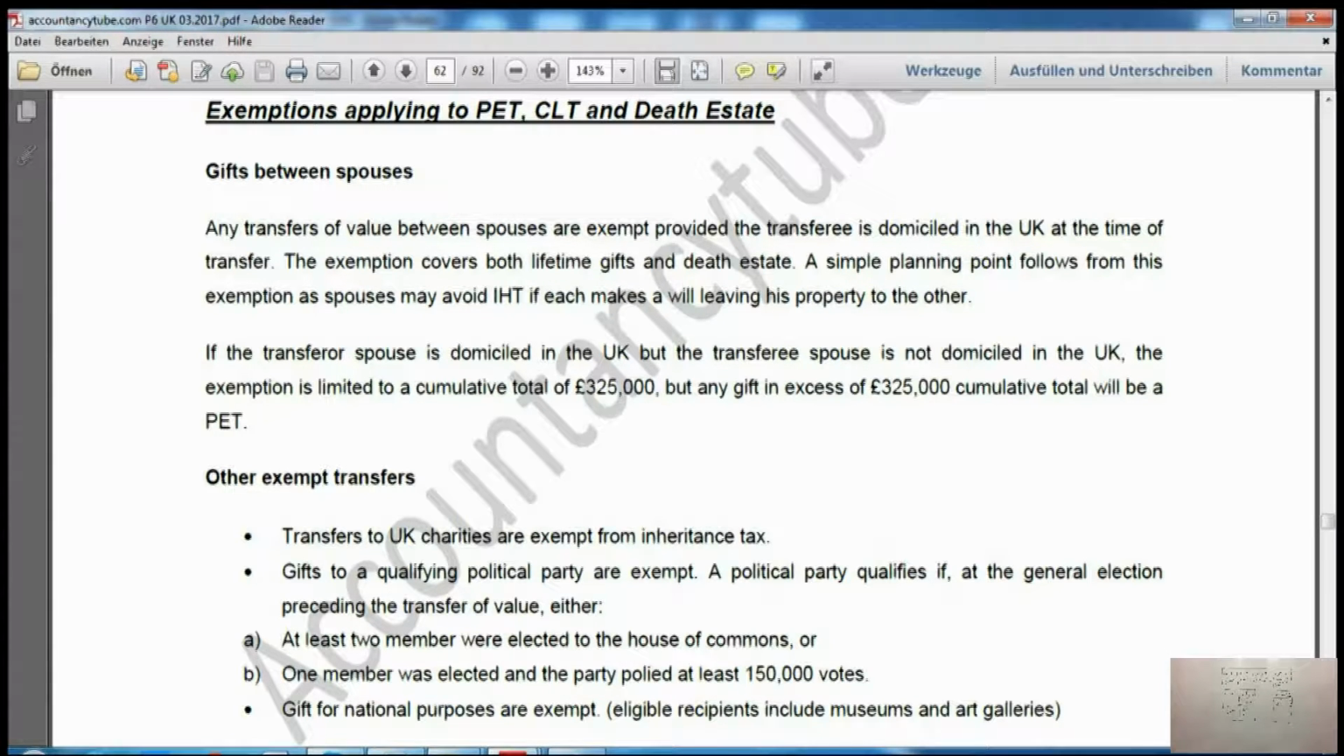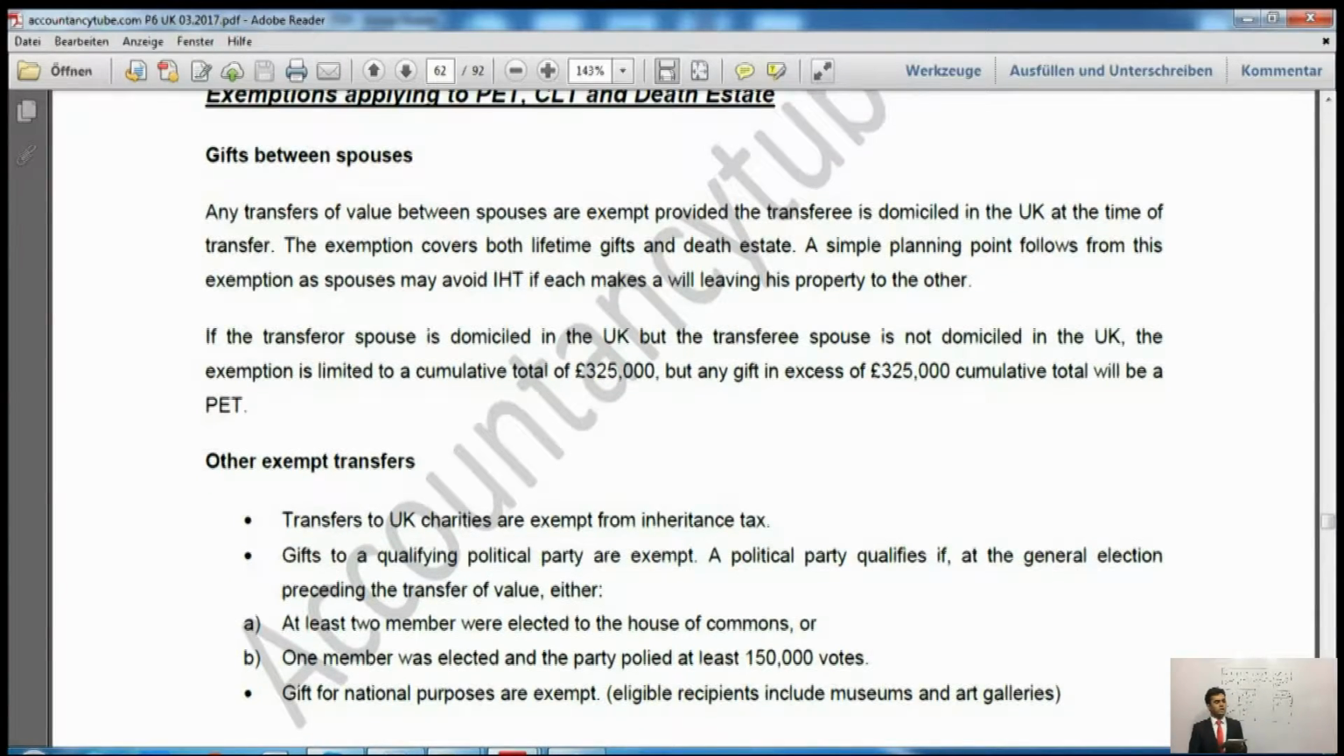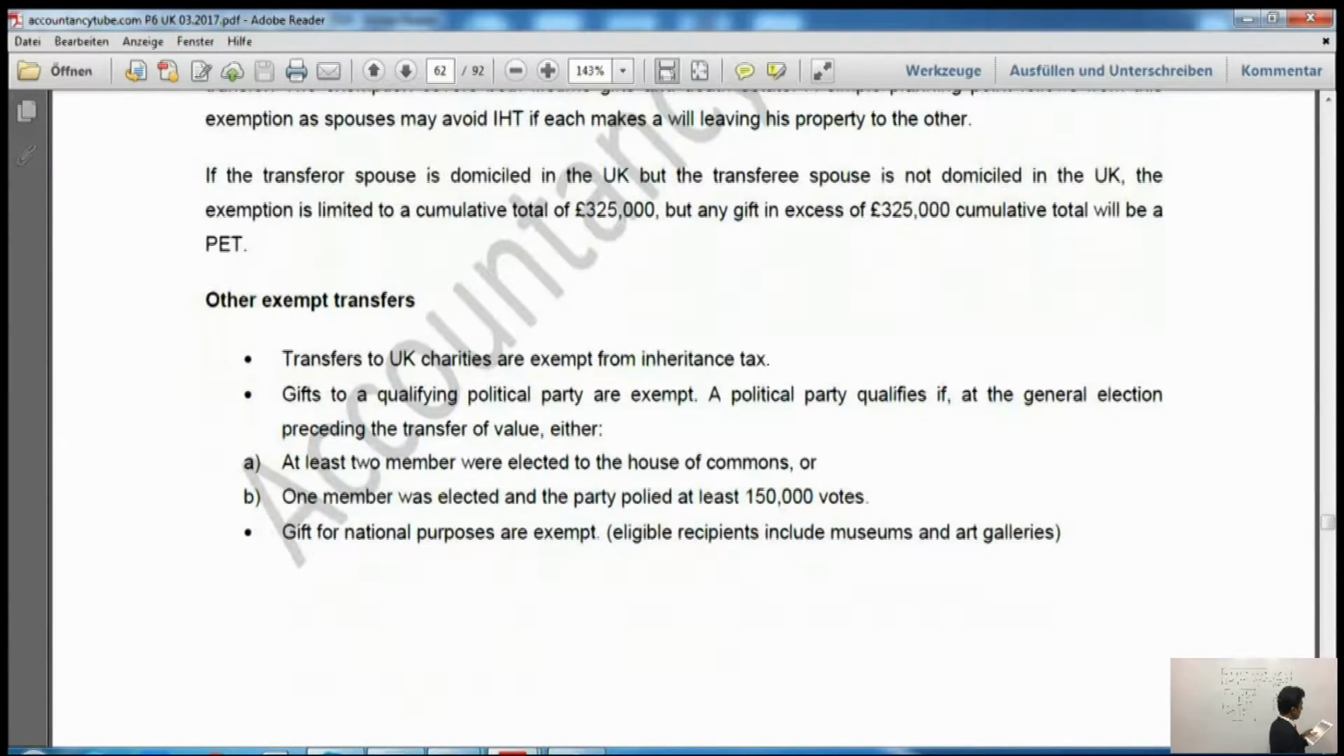Now there are some other exemptions as well. As you can see below, it says transfer to UK charities. Now if you transfer something to a UK charity, that would also be considered an exemption. After that it says gift to a political party is exempt. And a qualifying political party, you cannot just donate to any political party. If you donate to a qualifying political party, then that would be exempt.